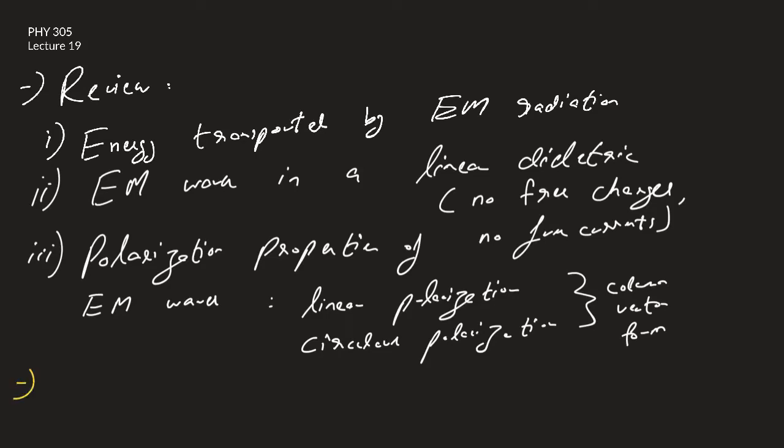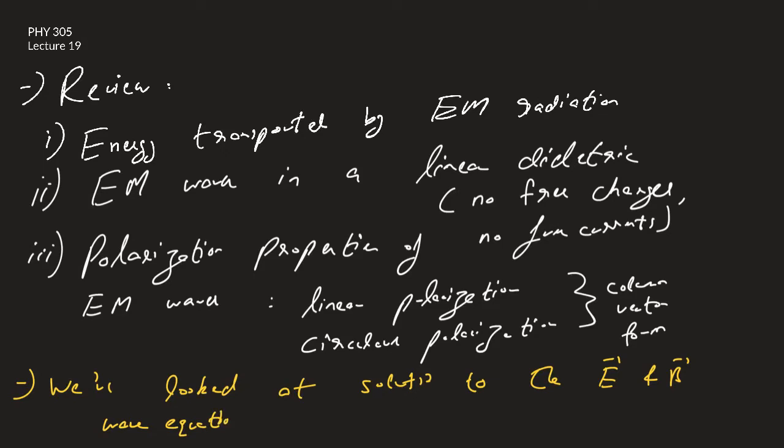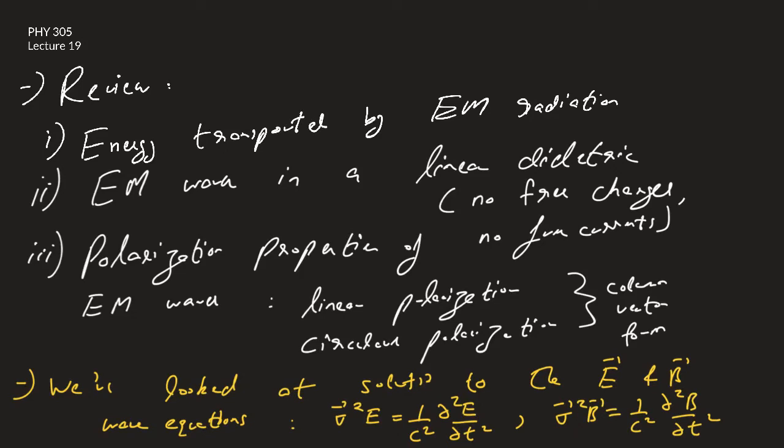So in principle what we've done is that we've looked at solutions to the electric and magnetic wave equations, right? Basically to the equation del squared E is equal to 1 over c squared del 2 E by del t squared, and del squared B is equal to 1 over c squared del 2 B by del t squared. So we've looked at solutions to these. And I hope that what we have is a good mental picture of the propagation of electromagnetic waves.